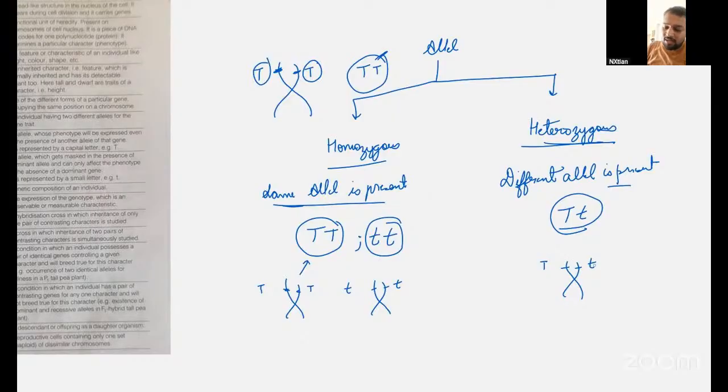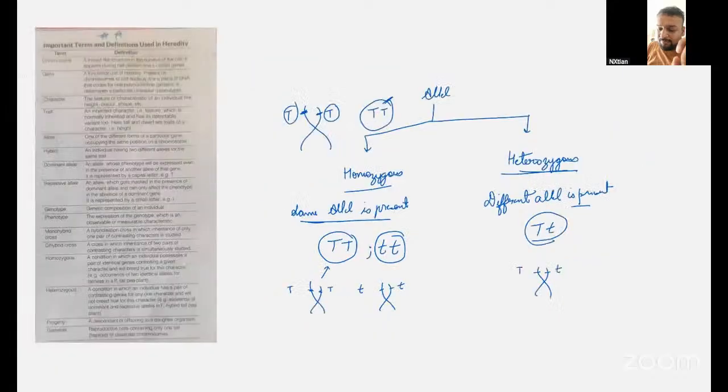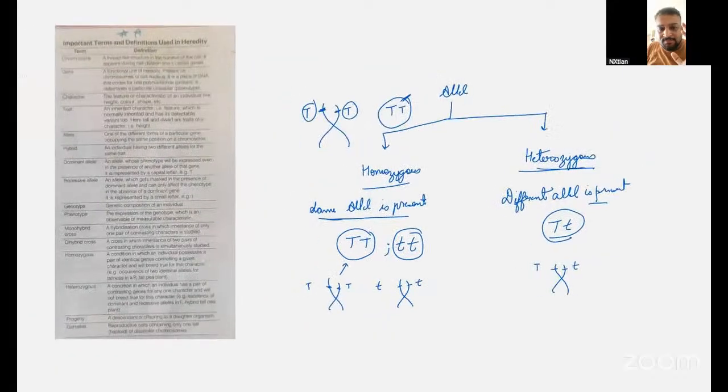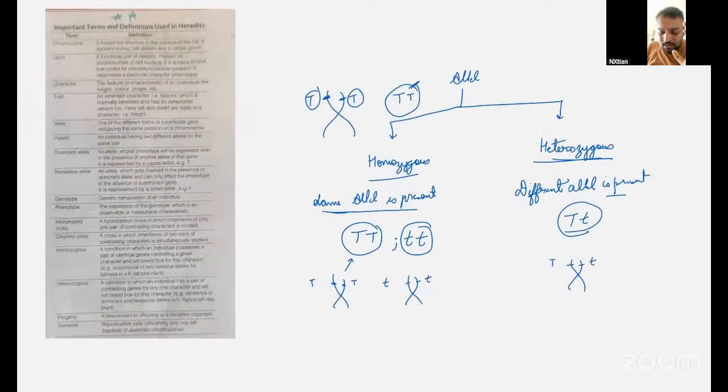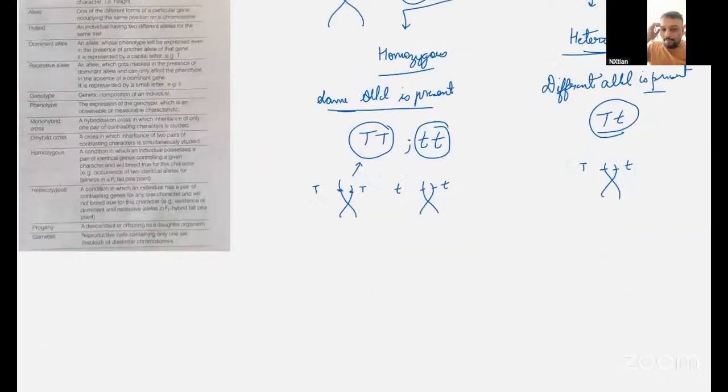Okay. Now, what I'm saying is homozygous and heterozygous, did you guys get it? Okay. Yes or no? Now, everyone, please pay attention. Now, there is another topic called dominant and recessive. Dominant and recessive. Okay. Now, everyone, please pay attention. Dominant is powerful, recessive is not powerful.